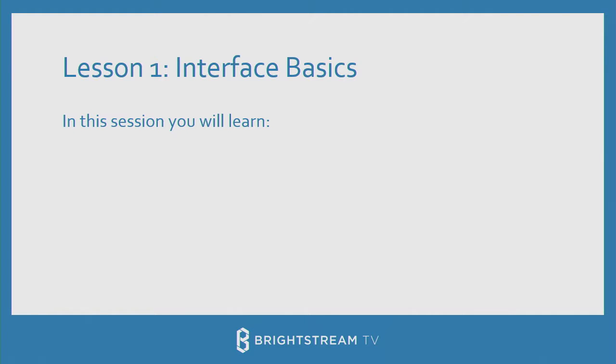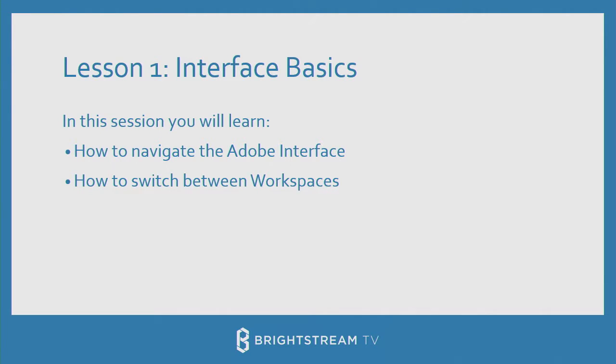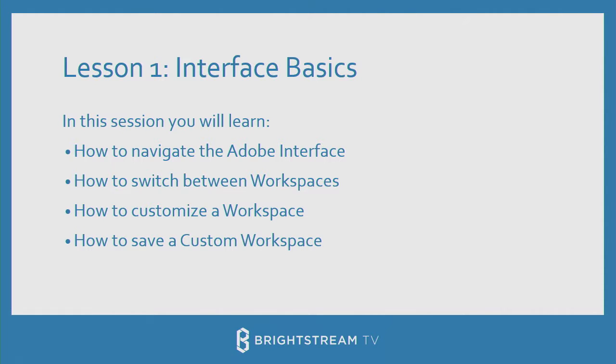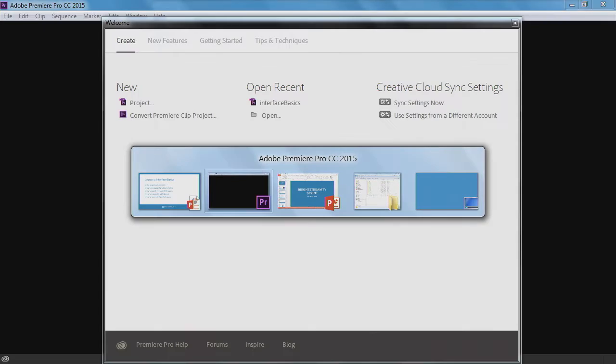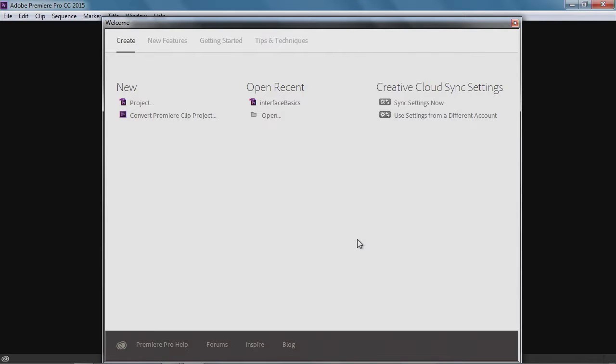All right, so lesson one. As I said, we want to talk about the interface. So what is it we're going to do here? Well, we're going to learn how to navigate this maze of an Adobe interface. It's really not that bad once you understand where things are. We're going to show you how to switch between different workspaces. I'm going to show you how to customize a workspace. And if you're wondering, what exactly is a workspace? I'm going to define that as well. And then I'm finally going to show you how to save your custom workspace. So I'm going to dive right over into Adobe Premiere.